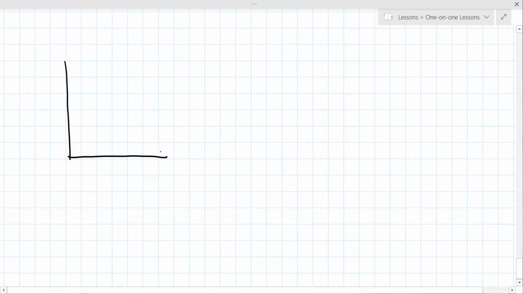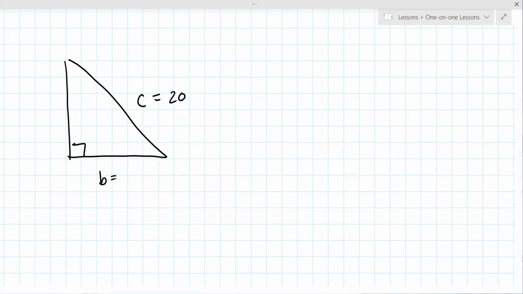I'll give you the hypotenuse. So I'll tell you that C equals 20, and I want you to find B. Is it 20 root 2 over 2? Wait, no, 10. It's 10 root 2, actually. It is 10 root 2, exactly.